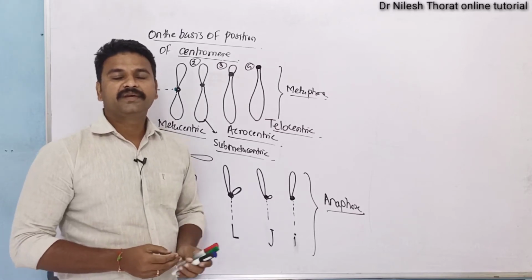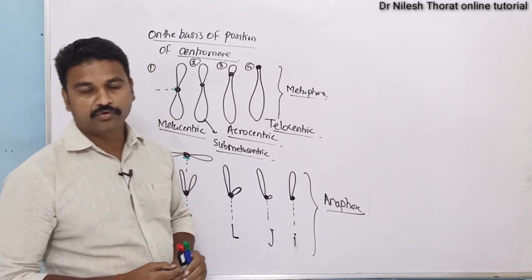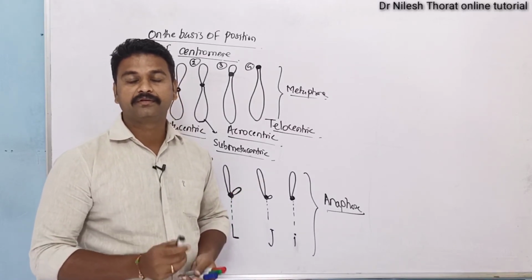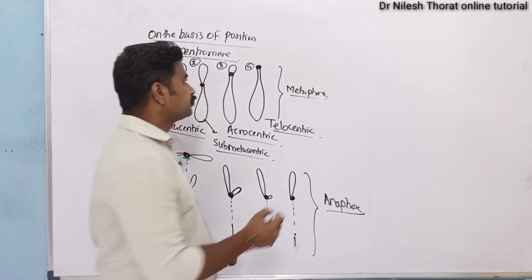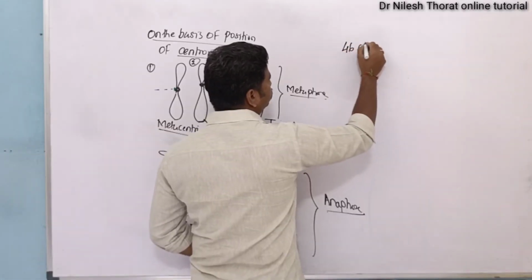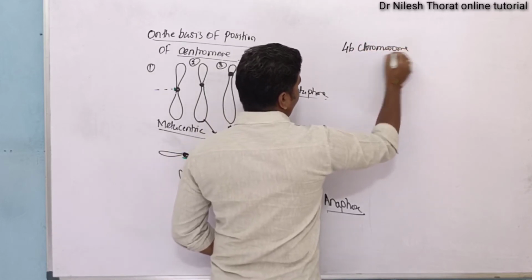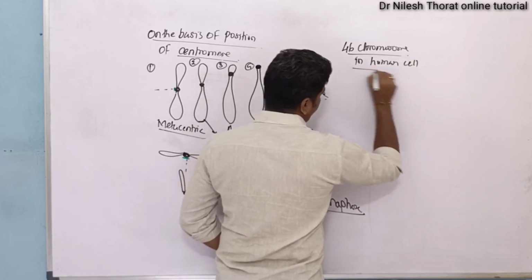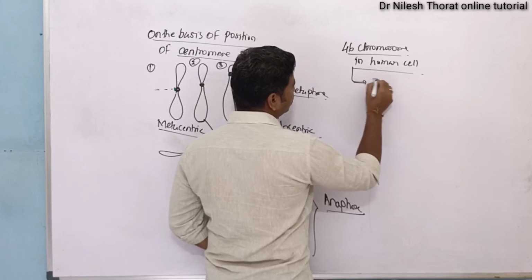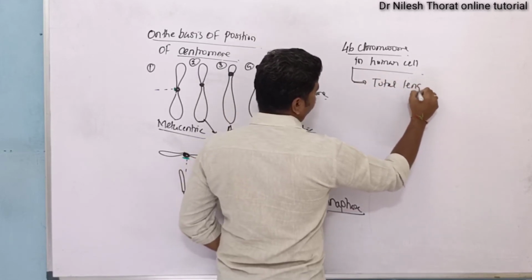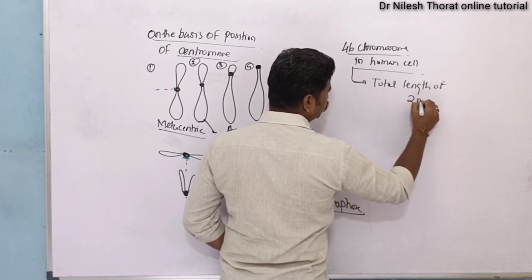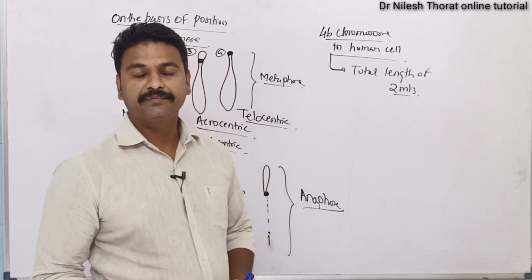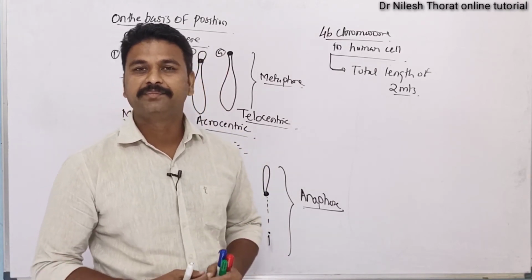Now in humans we have in total 46 chromosomes, and all the chromatin fibers of the 46 chromosomes put together will contribute 2 meters of length. So the 46 chromosomes in a human cell will have a total length of 2 meters. Clear?